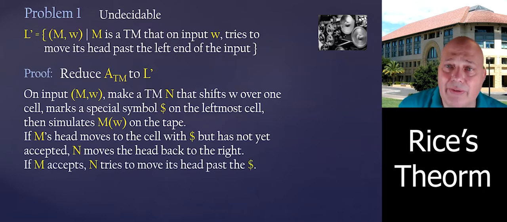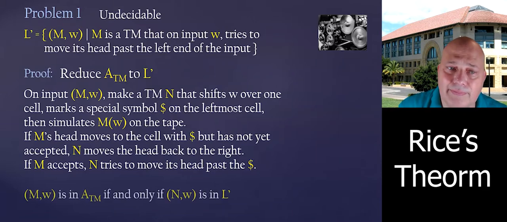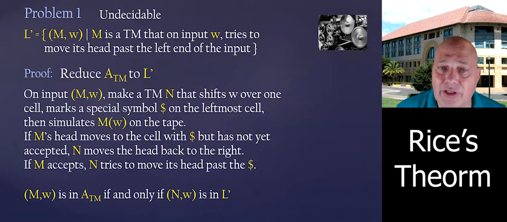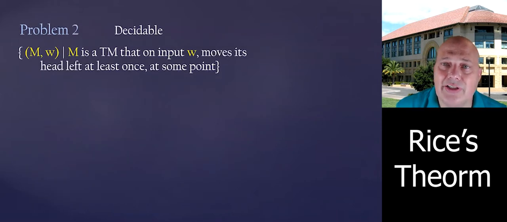On the other hand, if M accepts, N tries to move its head past the dollar sign. And you can argue that M, W is in ATM if and only if N, W is in L prime, which concludes that ATM is mapping reducible to L prime. We need also to argue that the reduction itself is efficient, but it is not hard to argue that it is efficient. Let's look at the other problem.